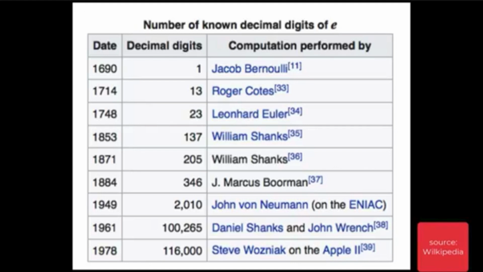In 1714, Roger Cotes computed the number e to 13 decimal digits, while in 1748, Leonhard Euler himself computed the number e up to 23 decimal digits. And the famous mathematician John von Neumann, using the ENIAC computer, computed the number e in 1949 up to 2010 decimal digits. In 1961, Daniel Shanks and John Wrench computed the number e up to 100,265 decimal digits. Later on, Steve Wozniak of Apple Computer computed the number e in 1978 up to 116,000 decimal digits using the Apple II computer.